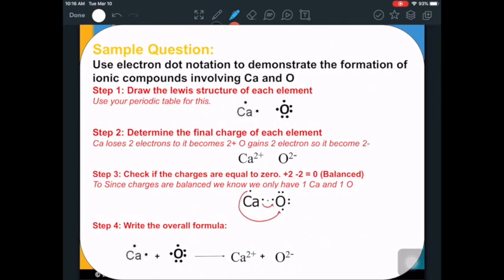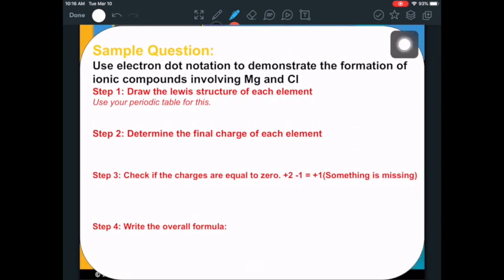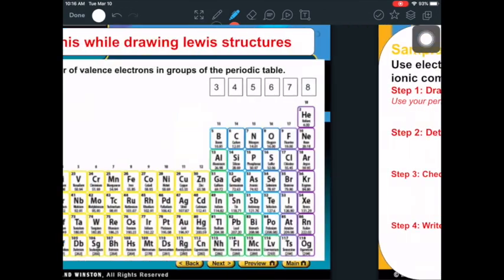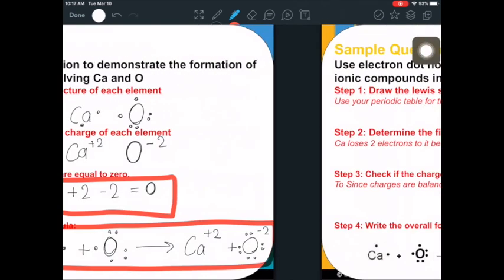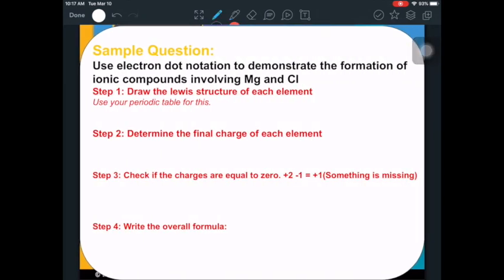Okay, so let's try another example. Here we're going to be talking about magnesium and chlorine. First thing I want to do is go back to the periodic table and find magnesium. Magnesium is in group 2, so it has 2 valence electrons. Chlorine is right here. It's a halogen, so it has 7 valence electrons. So I'm going to go here. We're going to draw that. Magnesium, 1, 2, and chlorine, 1, 2, 3, 4, 5, 6, and 7.